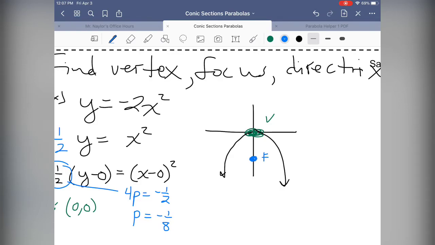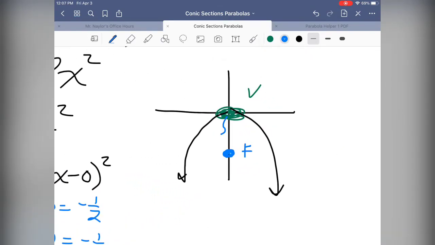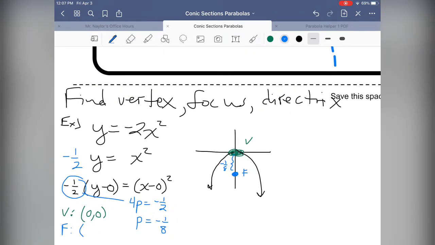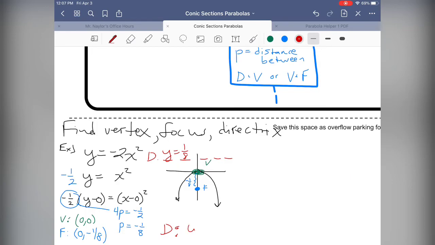And now that I know that my p-value is negative 1/8, I can just move down. I know it's a weird increment, but I can move down negative 1/8 and deduce my focus to be at (0, negative 1/8). In fact, I can move backwards. I can move up in order to deduce that my directrix is going to be at y equals positive 1/8. And so we take a problem that was actually in a form that looked a lot more like something from algebra class, and we were able to still put it into standard form so that we can come up with our features.